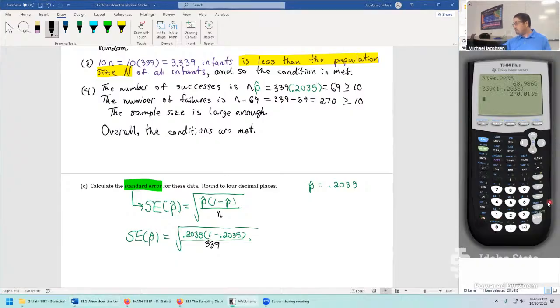So coming back here, hit second x squared button for the square root, 0.2035, open, and then don't forget to close a parenthesis for 1 minus 0.2035, divide by 339. So I got a standard error to 4 decimal places of 0.218. Looks like this rounds to, I said that weird, 0.0219. So approximately 0.0219 altogether.